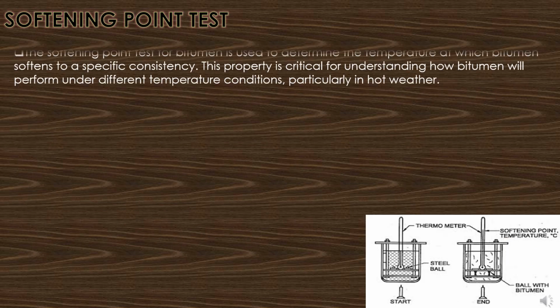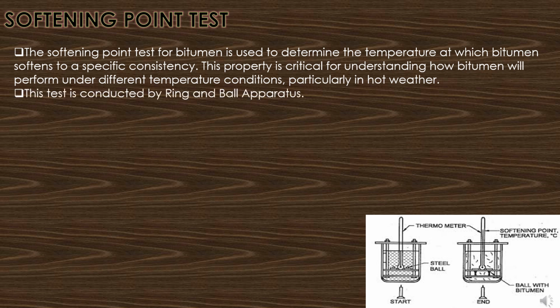Our next test is the softening point test. The softening point test of bitumen is used to determine the temperature at which the bitumen softens to a specific consistency. This property is critical for understanding how bitumen will perform under different temperature conditions, particularly in hot weather. The test is conducted by the ring and ball apparatus.